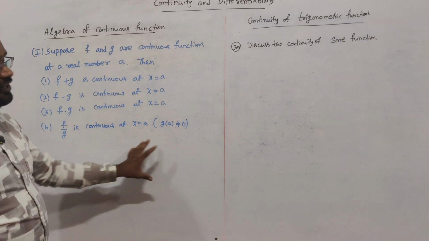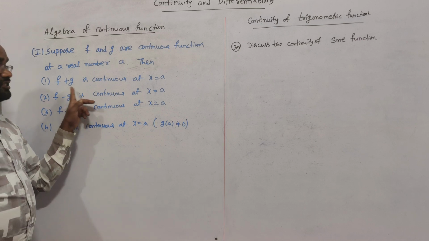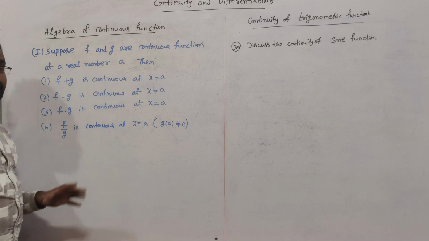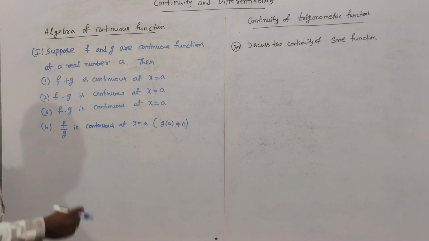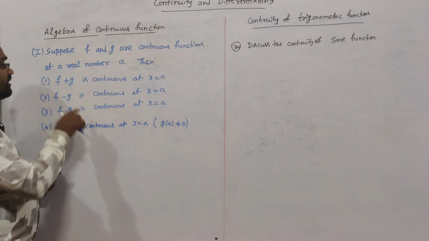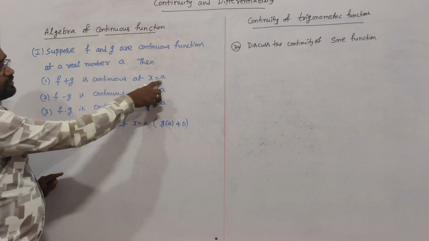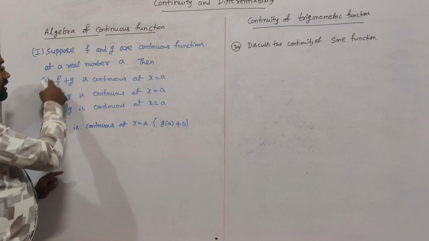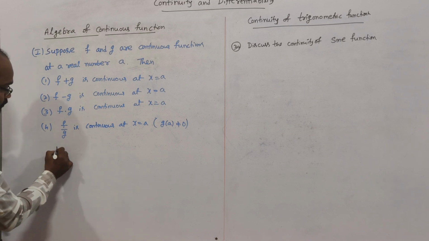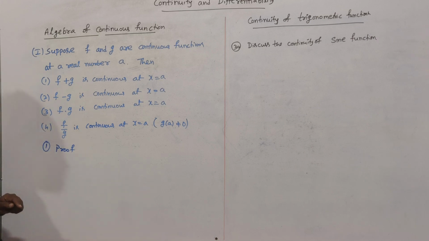So we can prove this. I'll show how to prove it for the first one. Similarly we can prove the other 3 cases also. I will show the proof for only one. To prove continuity, what is our condition? We have to prove that the limiting value of this function at x equal to a is equal to the functional value of this at x is equal to a. So let us prove this for the first case. Only for the first one I will prove.